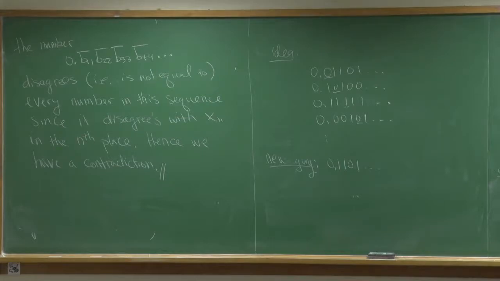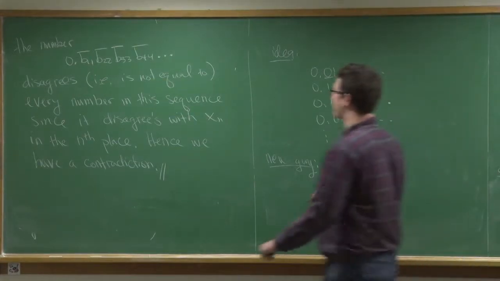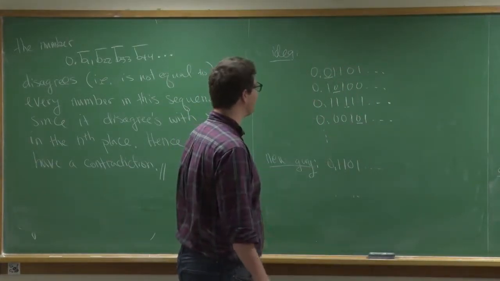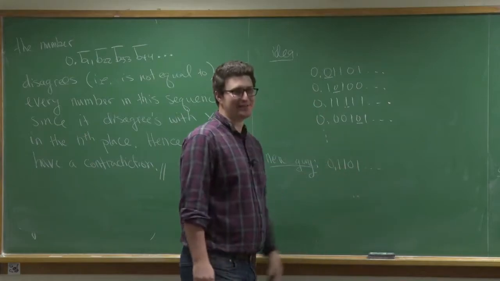This just shows that it's uncountable. Yeah, this shows that it's uncountable, right? It's uncountable because anytime you have a sequence, you produce one that's not in the sequence. So it's like a contradiction.